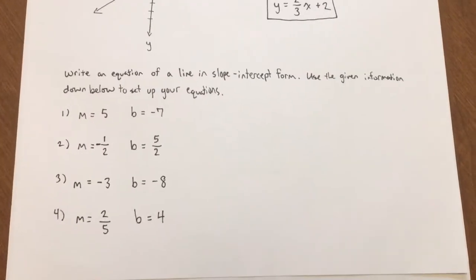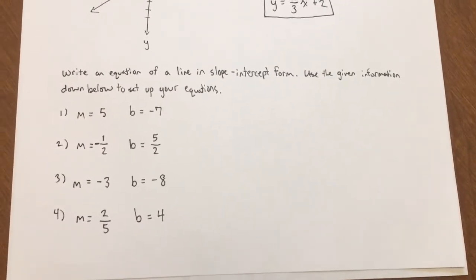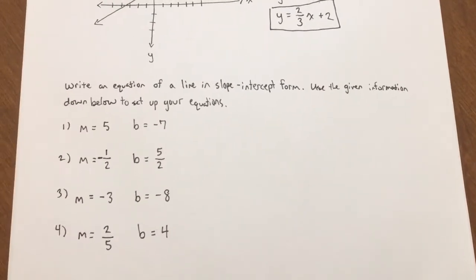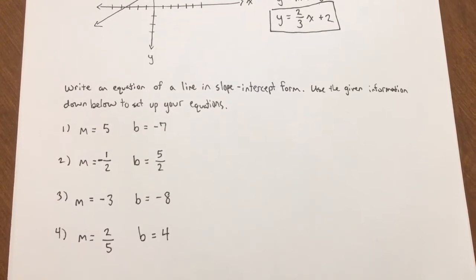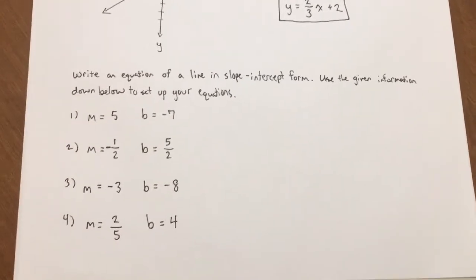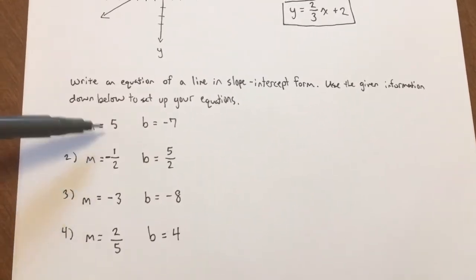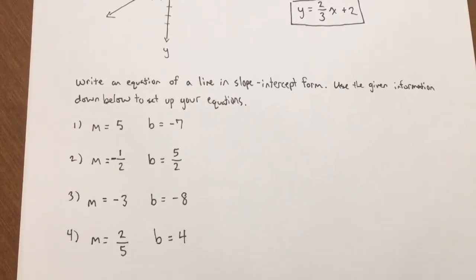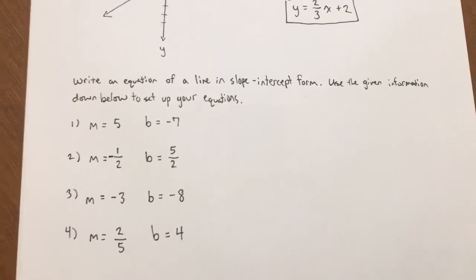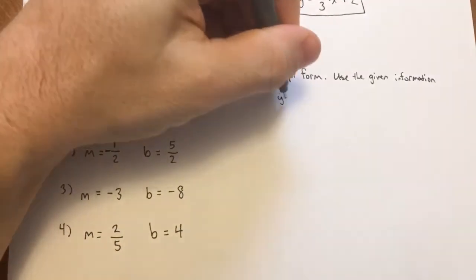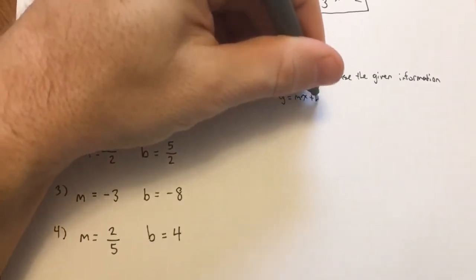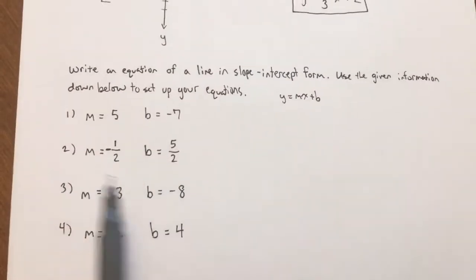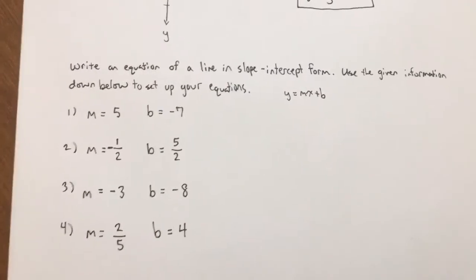Here are some practice problems down below. The directions tell us to write an equation of a line in slope-intercept form and to use the given information down below to set up your equations. You'll notice with all 4 of these problems, I give you an m value and a b value. So it's just a matter of plugging it in correctly into your slope-intercept formula, which again is y equals mx plus b. Just make sure you plug in your information carefully. It's pretty straightforward.